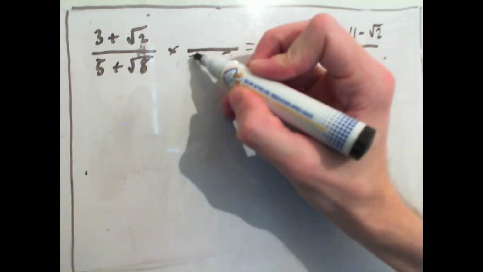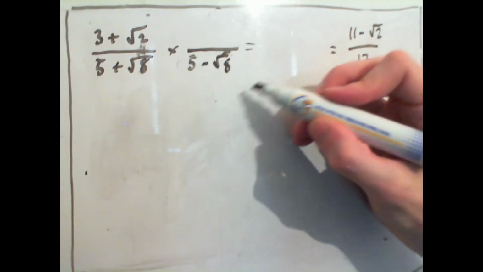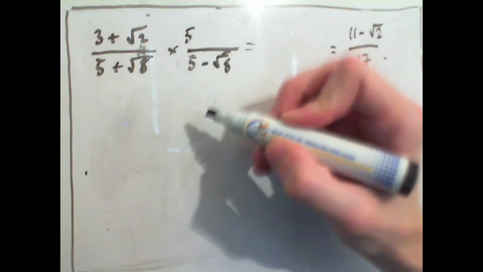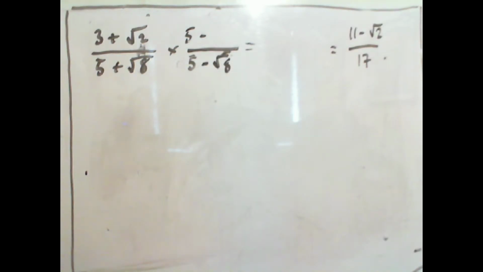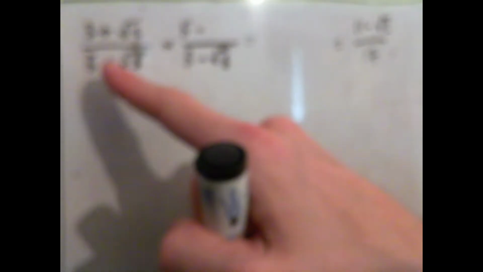So I'm just going to take 5 minus root 8 as my multiplier, and I need to do the same to the top, but I'm not going to put anything up here just yet, because we're going to do something to make the whole process a bit easier, a bit quicker. So let's do the bottom first.